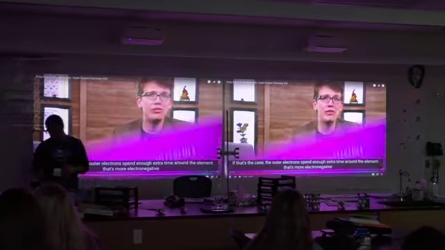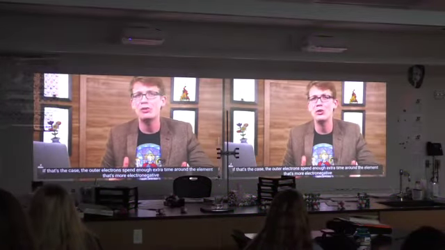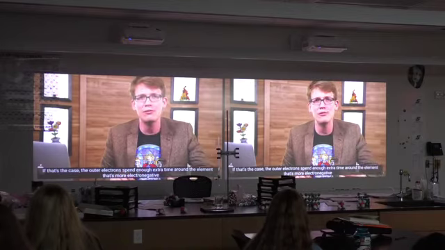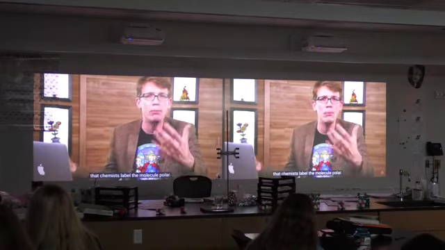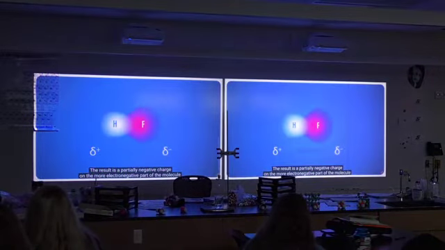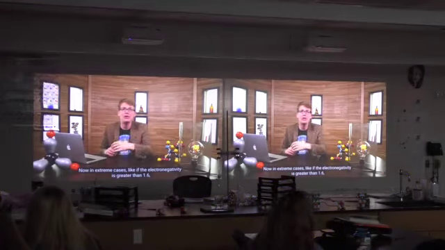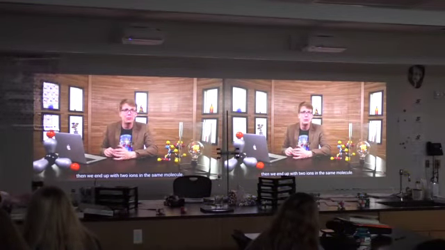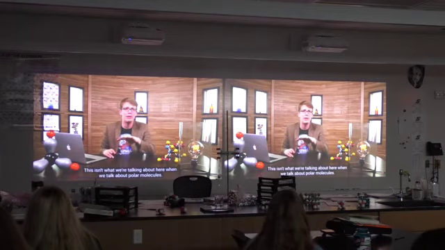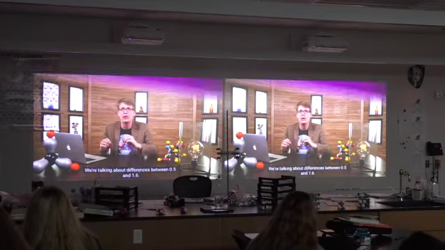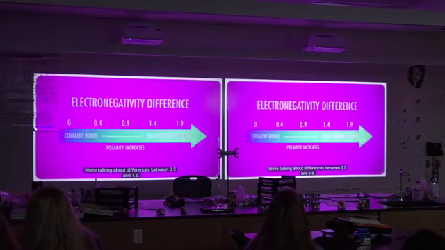If the difference is greater, the outer electrons spend enough extra time around the element that's more electronegative that chemists label the molecule polar. The result is a partially negative charge on the more electronegative part of the molecule and a partially positive charge on the less electronegative side. Now in extreme cases, like if the electronegativity difference is greater than 1.6, then we end up with two ions in the same molecule. This isn't what we're talking about here when we talk about polar molecules. We're talking about differences between 0.5 and 1.6.